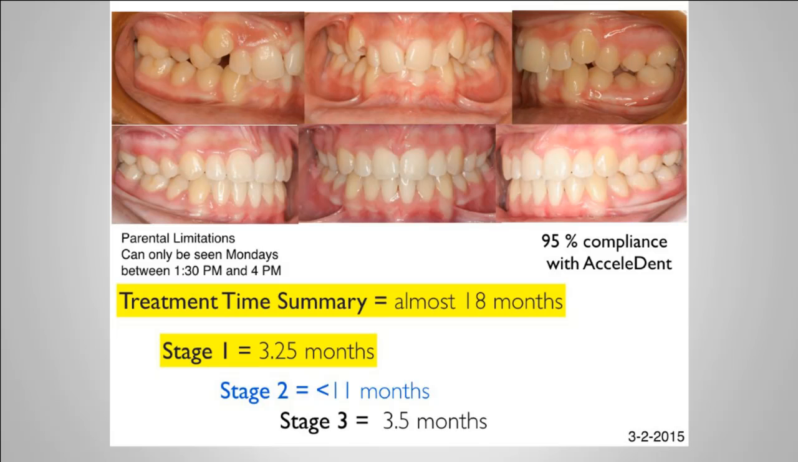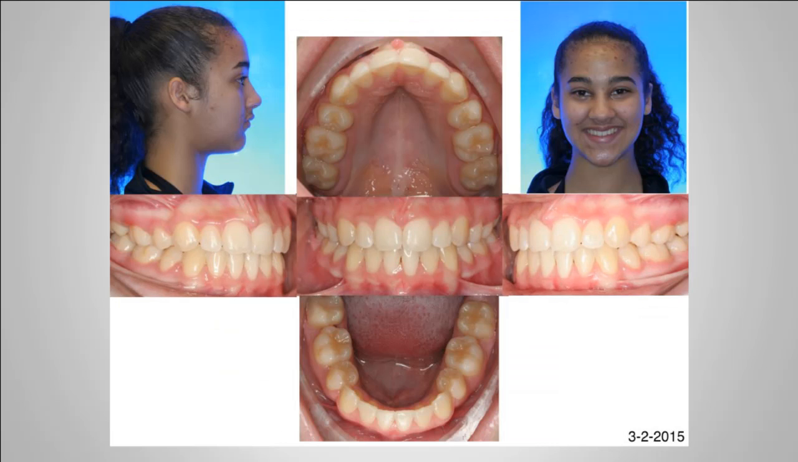Compliance with the Excelodent was 95%. We had parental limitations. I could only see the patient on Mondays between 1:30 and 4, so I had one hand tied behind my back, but we were still able to finish this extraction case in almost 18 months, and you can see the breakdown of the stages.